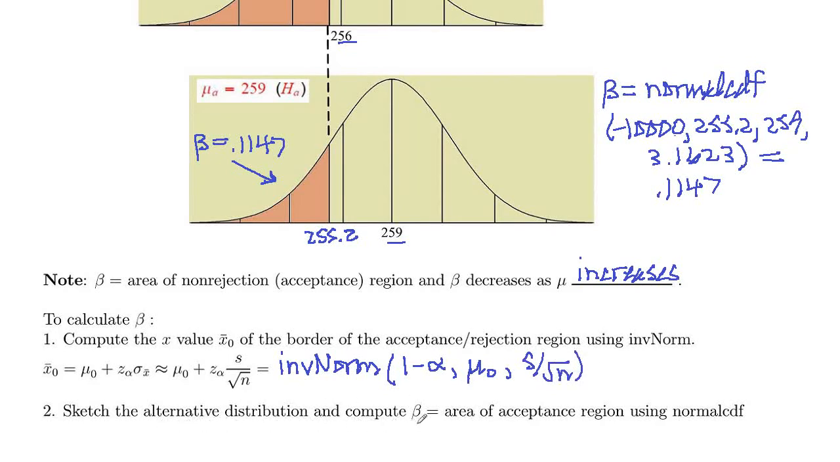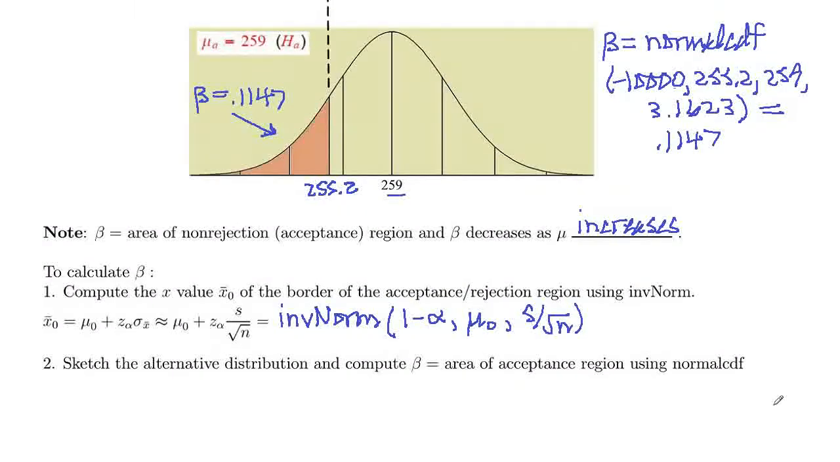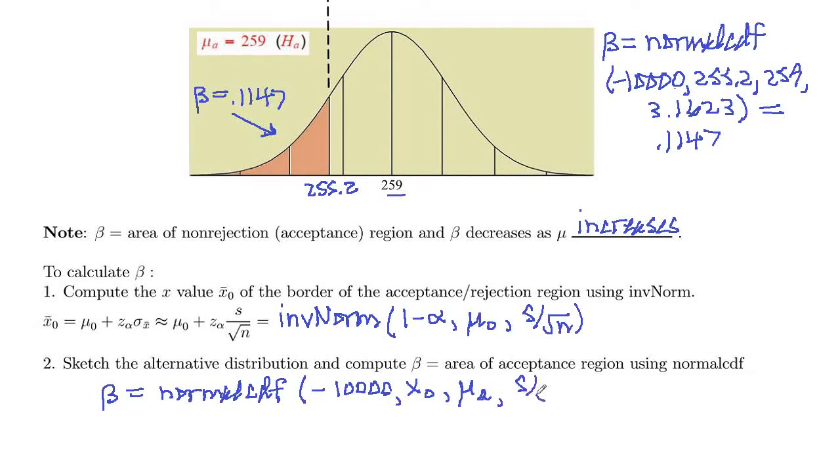Sketch your alternative distribution and compute beta, the area of the acceptance region, using normal CDF. So our beta here in general is going to be normal CDF. And then for this case, when we're looking at an upper tail test, it's going to be minus infinity, so we'll use minus 10,000, and then you go up to the x0. And then you use your alternative mean, mu sub a, and then still your s divided by root n.